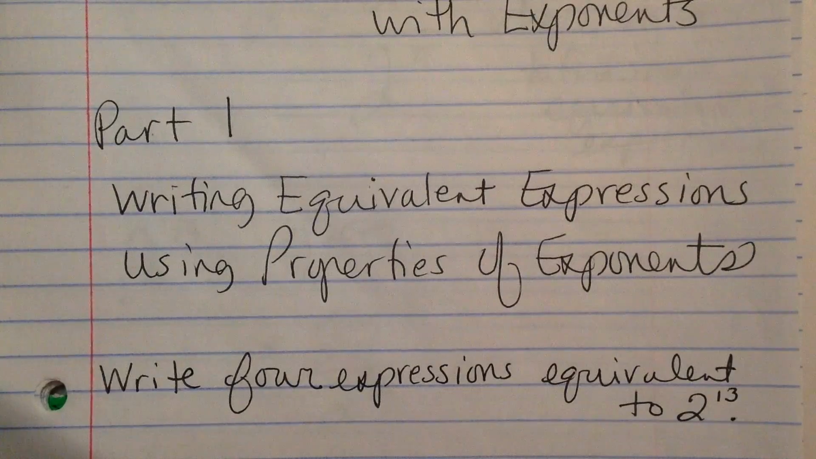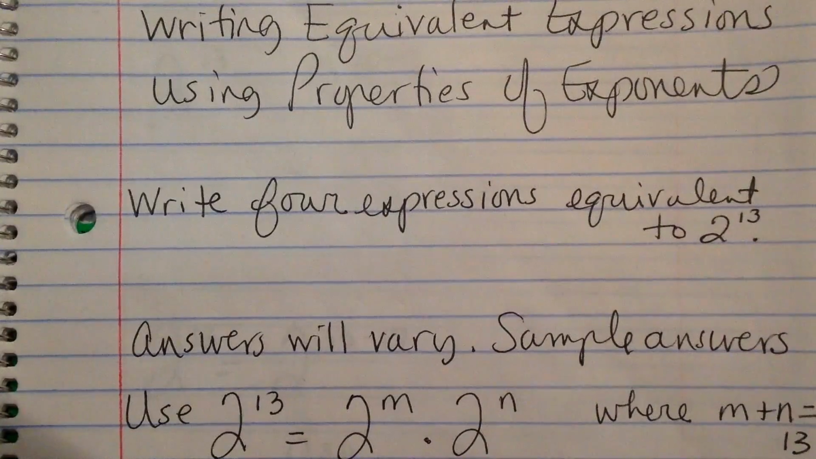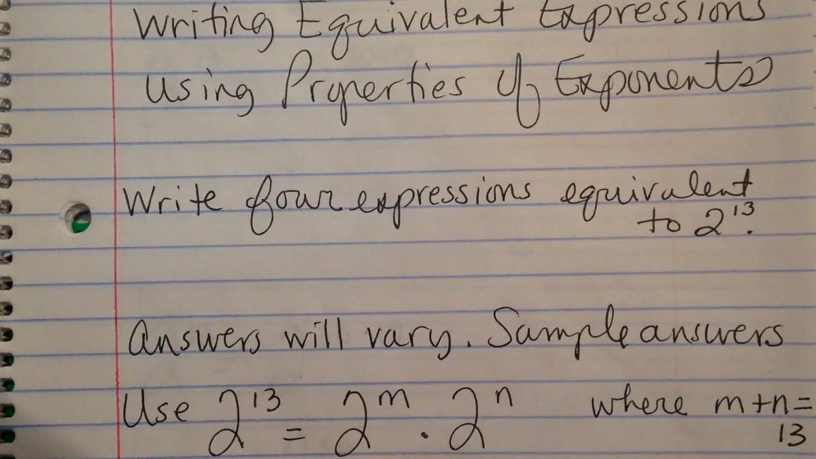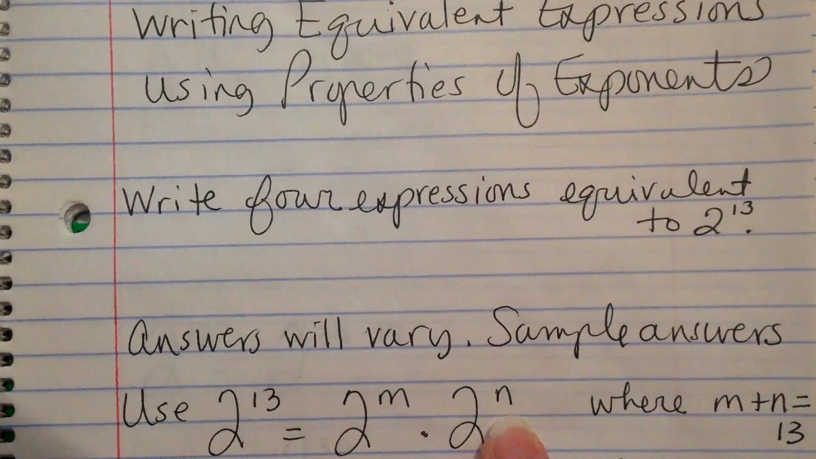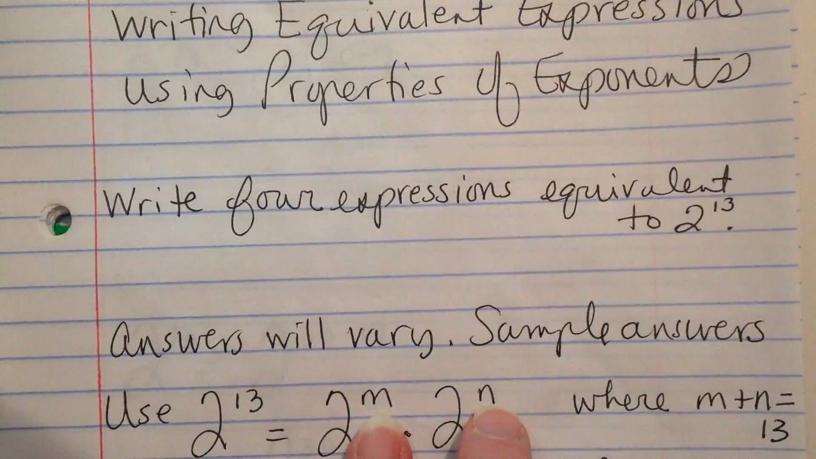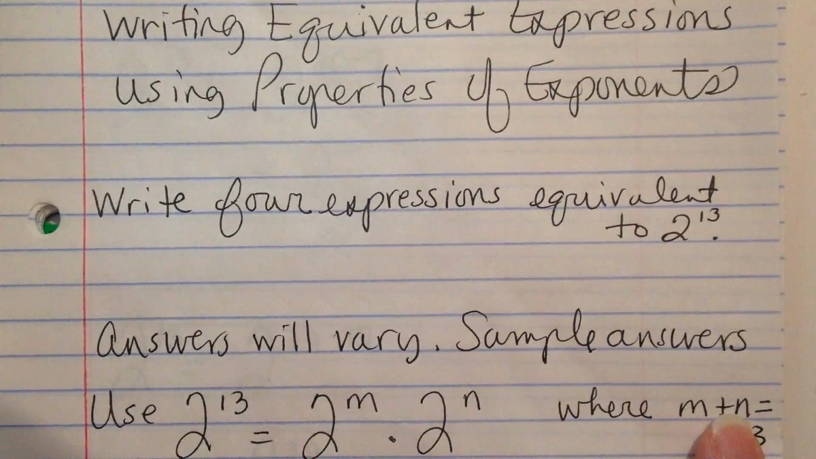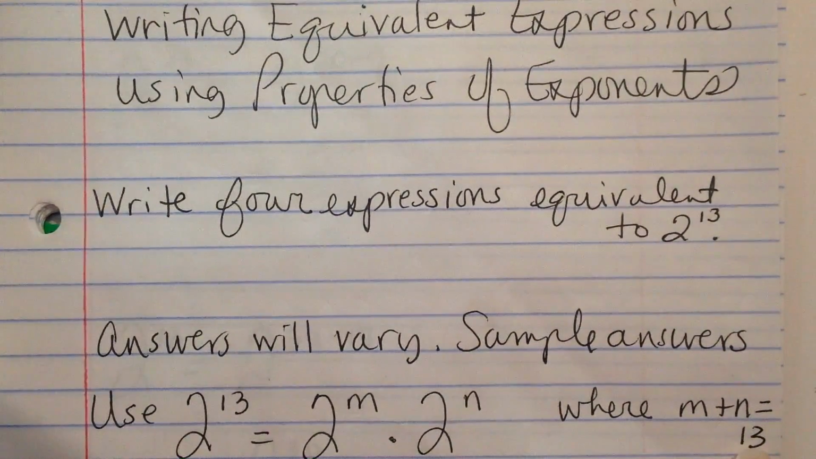Our answers will vary. The question is, what kind of problem could we write so that our answer would be 2 to the 13th? Well, let's recall. 2 to the 13th would be equal to 2 to the m times 2 to the n. In other words, if we were multiplying like bases, what would we do with exponents? We would add them. Therefore, we need m plus n to equal 13. Well, there are many ways to have two numbers added together to get 13.